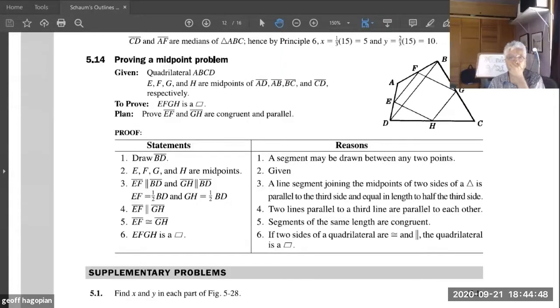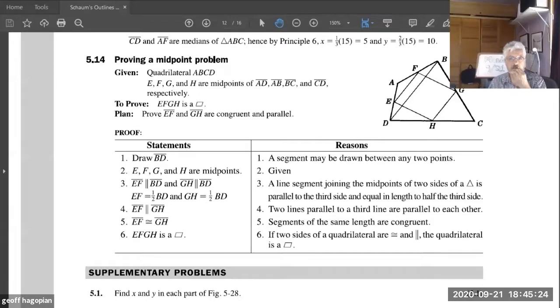And the plan is to prove that EF and GH are congruent and parallel. Well, based on what we just did, we know that EF is 1/2 of DB and GH is also 1/2 of DB. So they're equal, right, by the transitive property of equality. And we know that EF is parallel to BD and GH is parallel to BD. And so by the transitive property of parallelism, EF is parallel to GH.